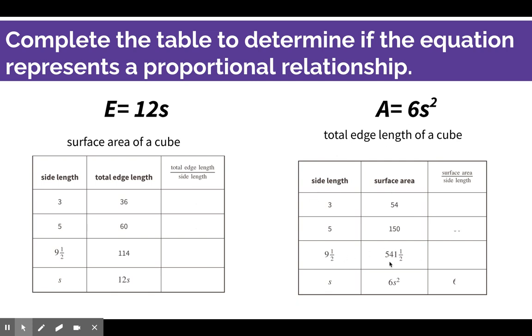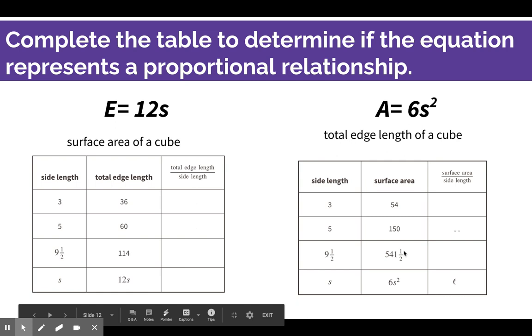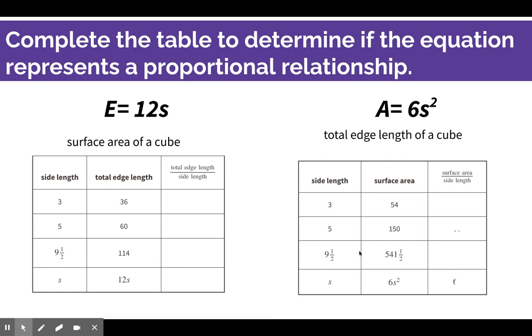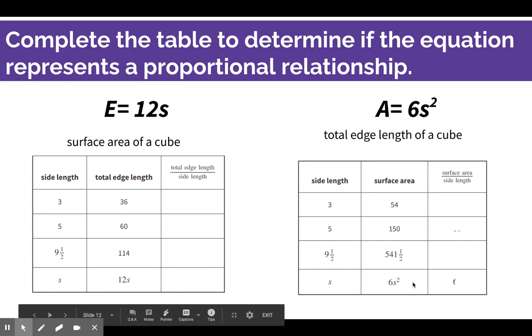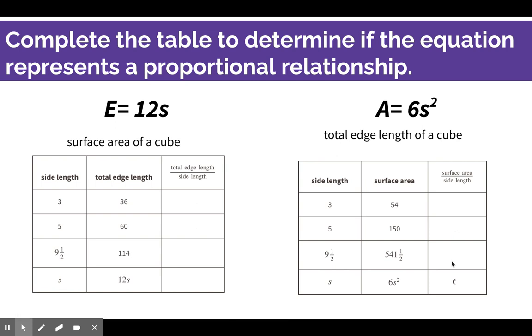When we get down to the third row where we see fractions, don't get overwhelmed about how to put that in your calculator. 541 and a half, you can just put 541.5 divided by 9.5. And then the last one that has variables, just do that to the best of your ability. And then once you complete this table, let me know in the chat once again, is number 2 proportional or not proportional?